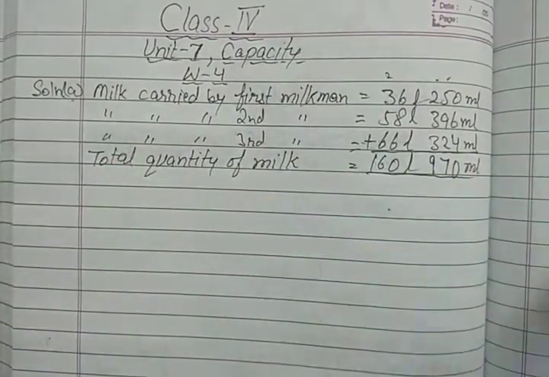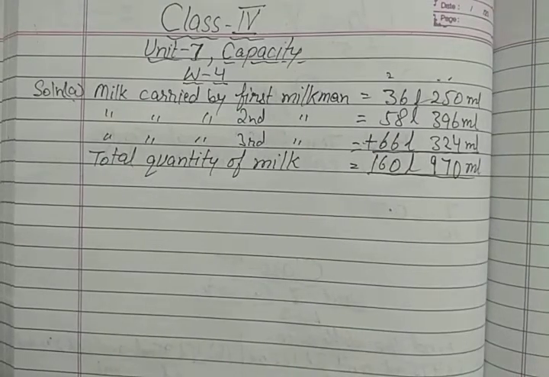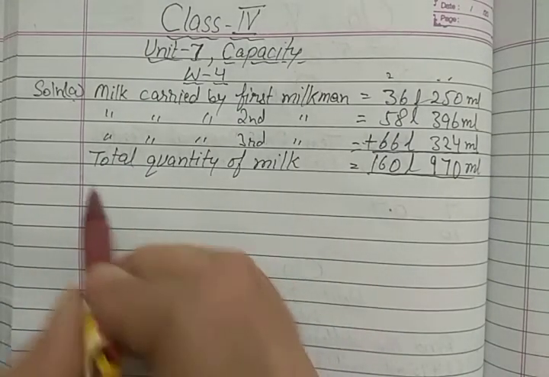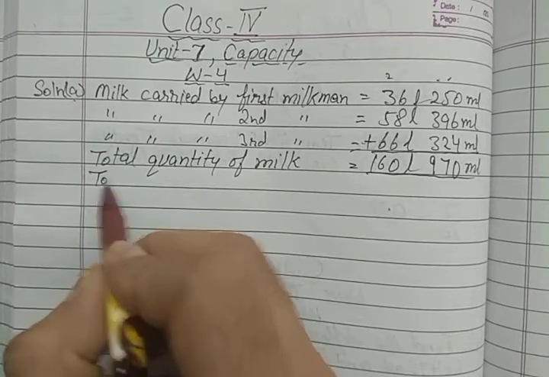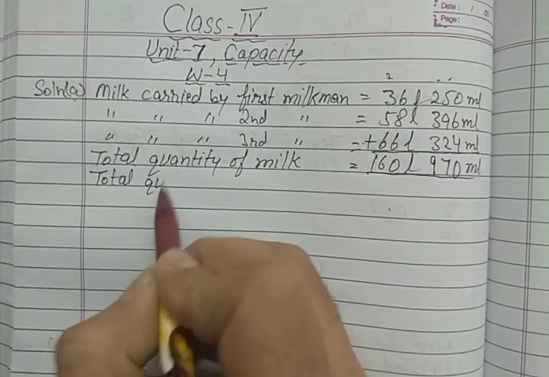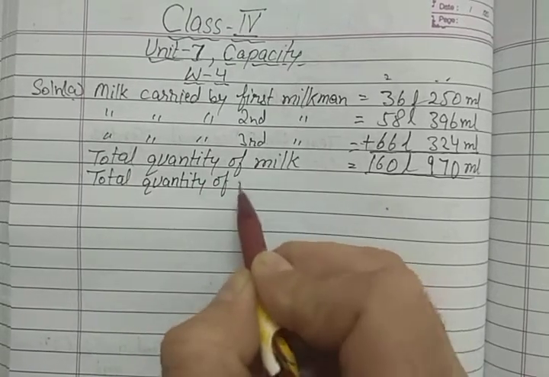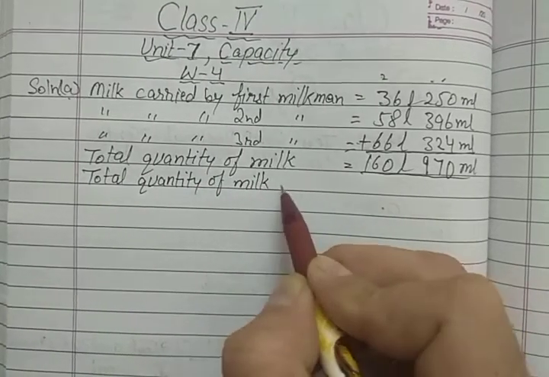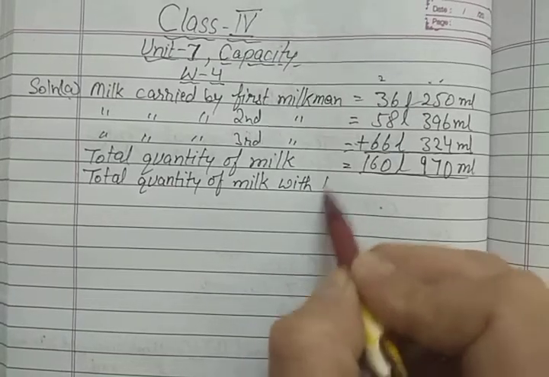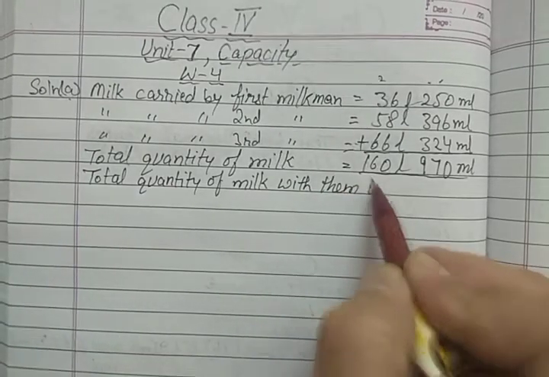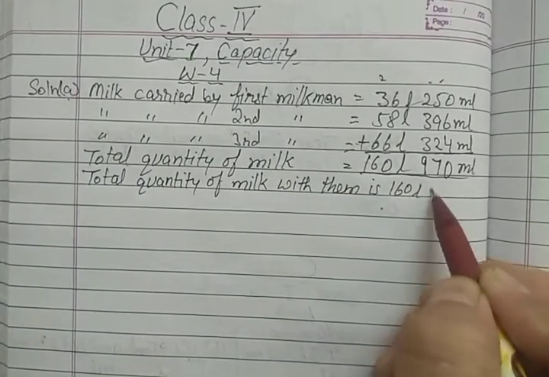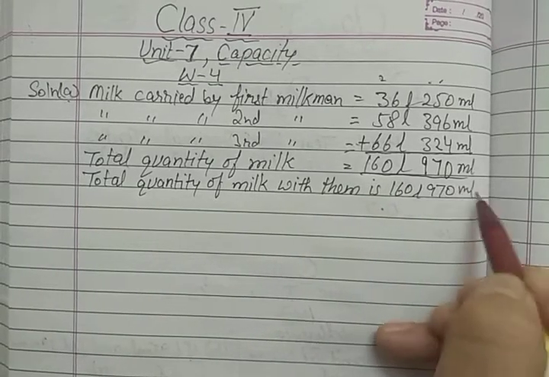So we will write the answer. The question is: find out what is the total quantity of milk with them. So we will write the answer. Total quantity of milk with them is 160 liters and 970 milliliters.